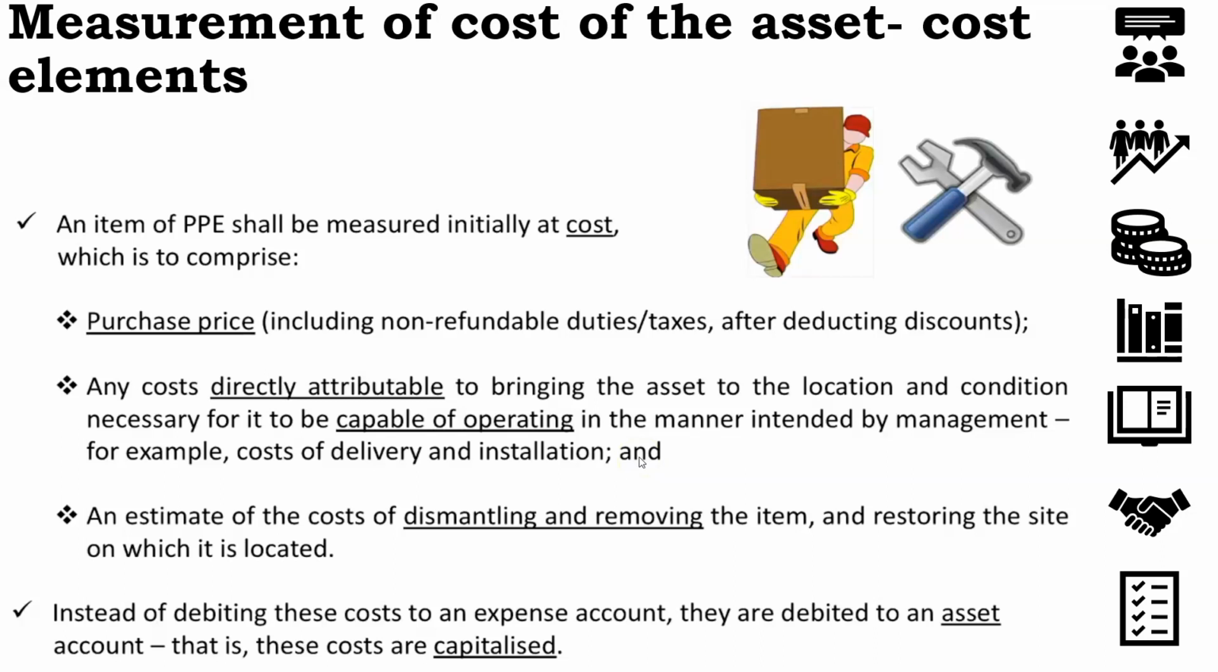And the last thing we studied, we took a hypothetical example for it, that was the cost of dismantling and removing the item. Though it is an expected cost since it will be incurred in the future, this was an amendment in the accounting standard 10 where we have to take an estimate of the cost of dismantling and record it when we record the asset with the purchase price and the directly attributable cost. So these costs are capitalized, which means that they will be debited to the account of the asset instead of being debited into the profit and loss account.